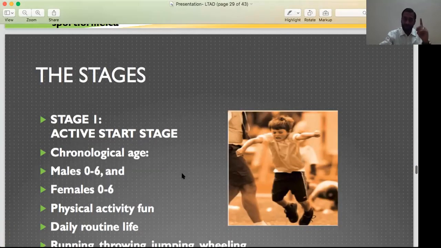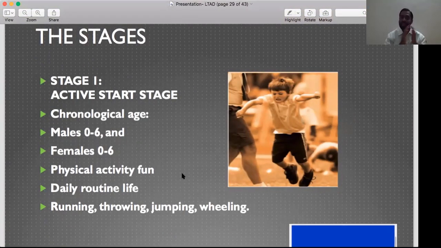So the stages. Stage 1 is the active stage. That means it starts at around 0 to 6 for males, 0 to 6 for females. It just means you are taking a child to the ground, to the park, to the playing field every day, and he's just enjoying physical activity, running around, jumping, playing. It just becomes a part of his daily routine of life.